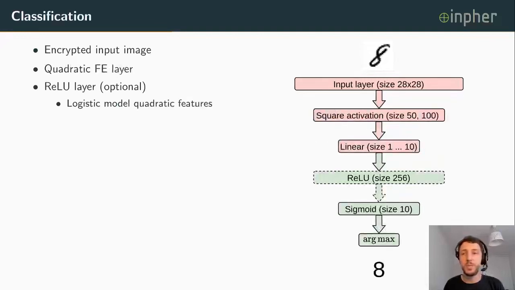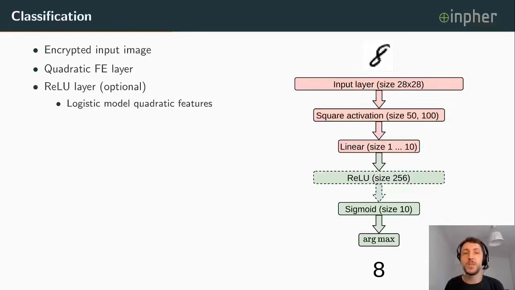We can change this network in order to be able to emulate the functionality of a quadratic functional encryption scheme. In order to do so, we introduce two layers. The first one is a dense layer with a square activation, and the second one is a linear layer with the same number of outputs as before. These two layers allow us to emulate the functionality of a quadratic functional encryption layer. As before, we use an optional rectified linear unit, and in case it's not used, we obtain a logistic regression model with quadratic input features.